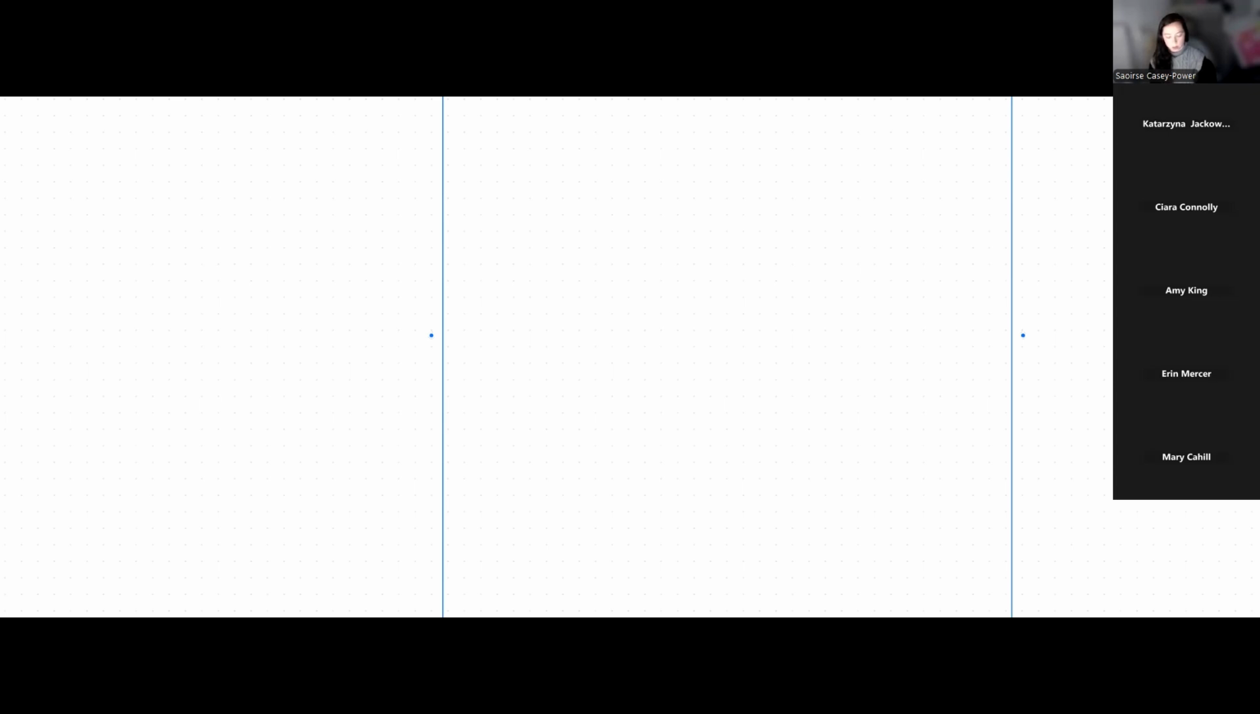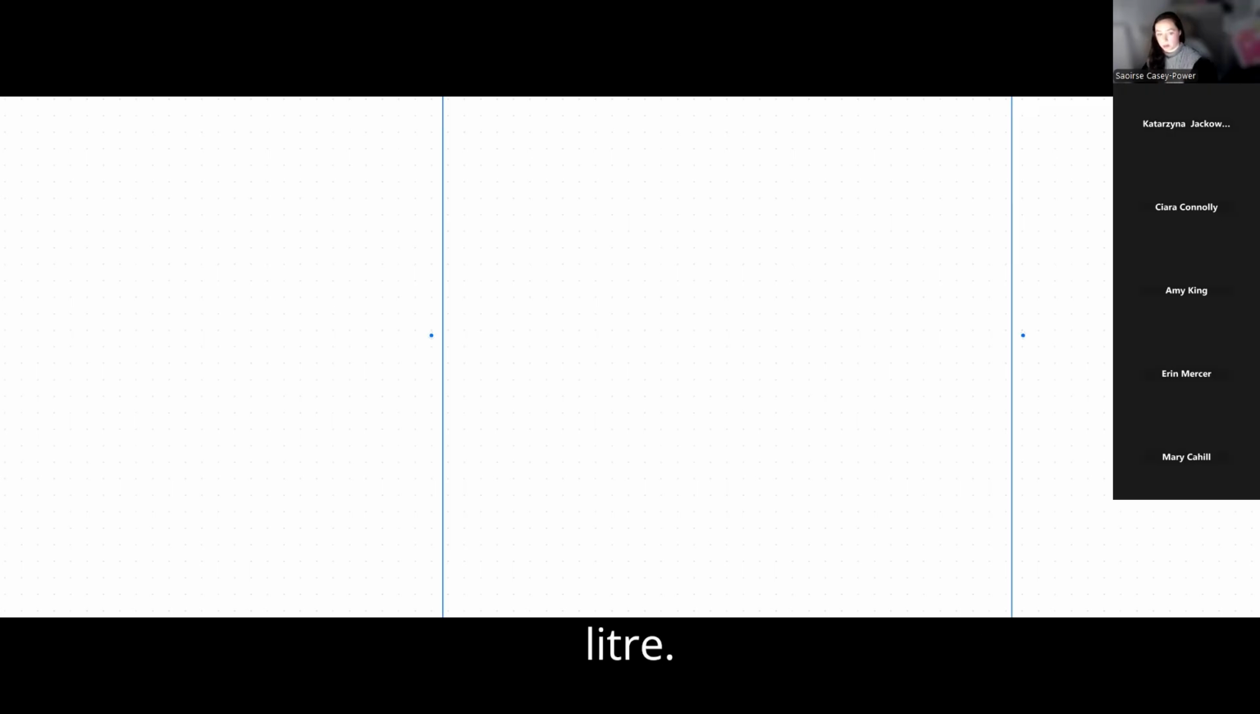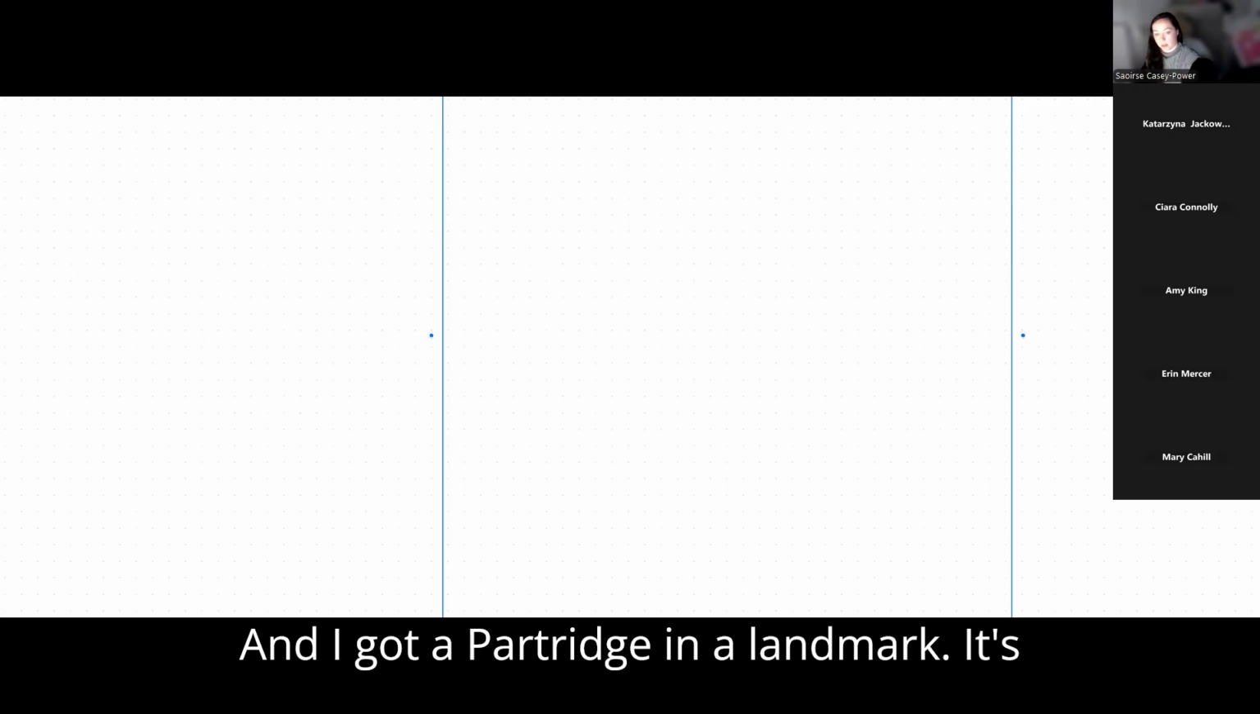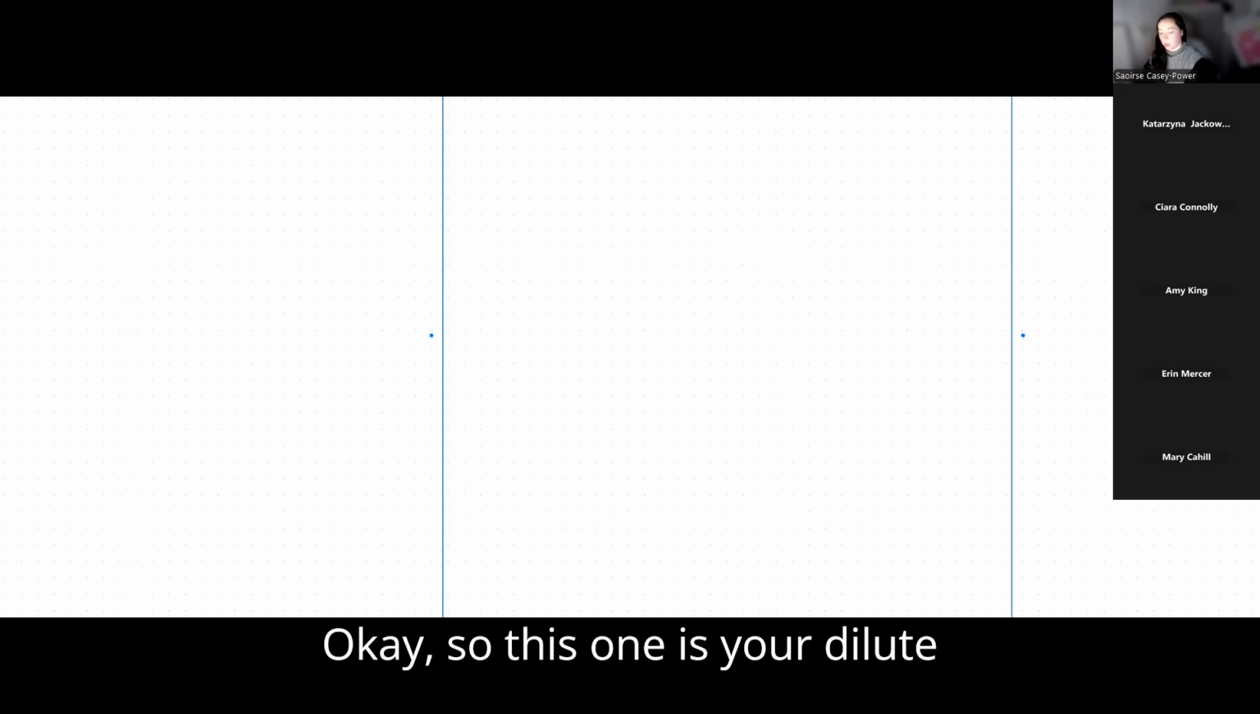0.925. Exactly, 0.925. And that is my original, in moles per liter. And I'm going to put original in brackets there. Okay, so this one is your dilute solution.